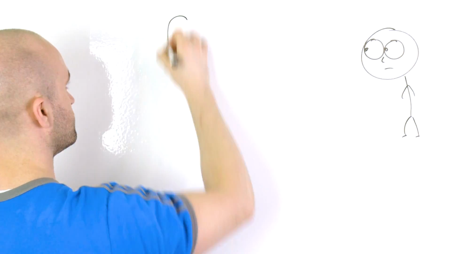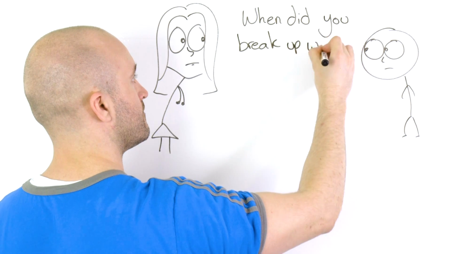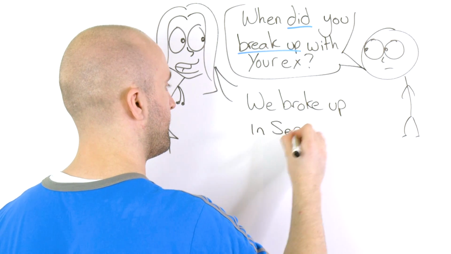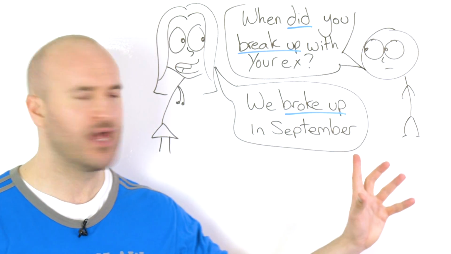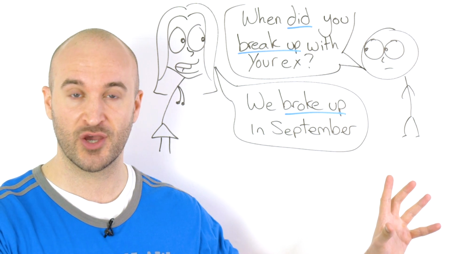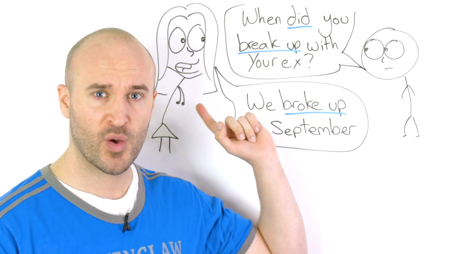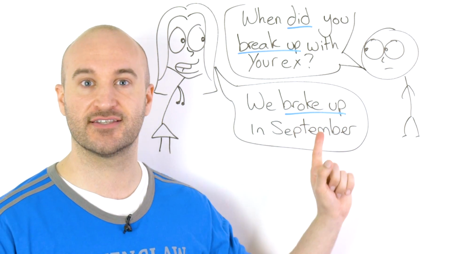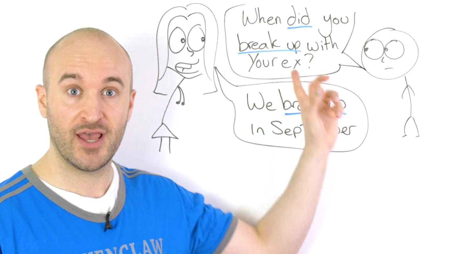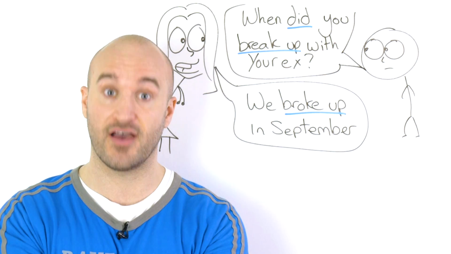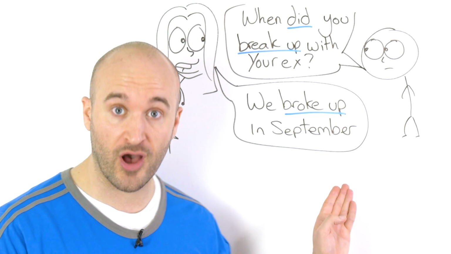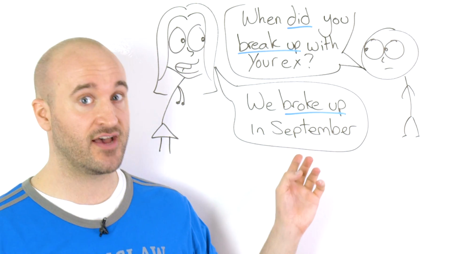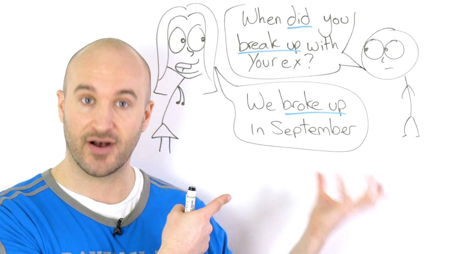Okay, I want to make this clear for you. So let's put all of those tenses in one situation. So a couple asking each other questions. We start with a past simple. When did you break up with your ex? This is past simple because it's a specific time. When? We broke up in September. Again, specific time, September, past simple.